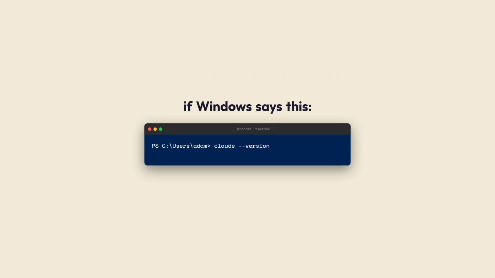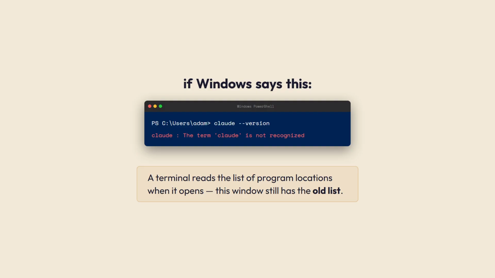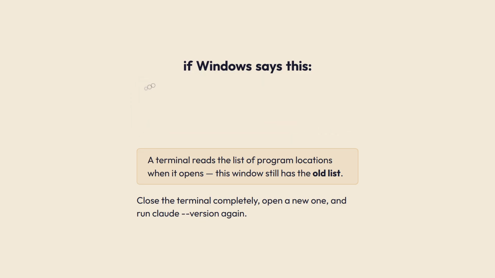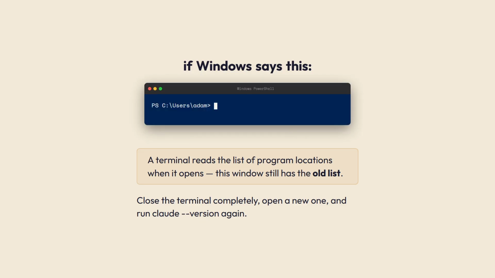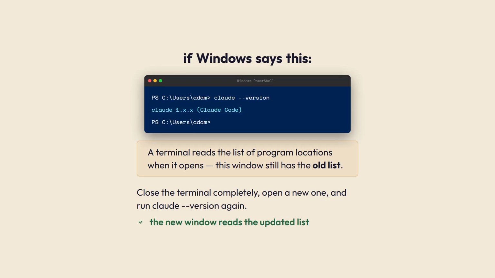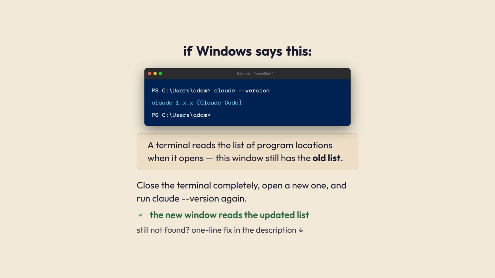On Windows, there's a decent chance you get an error saying the command wasn't recognized. Nothing is broken. A terminal reads the list of installed programs when it first opens, and your window opened before Claude Code joined that list. So close the terminal completely, open a new one, and run claude --version again. If a new window still can't find it, the installer didn't manage to update that list. The description has a one-line fix for that case.